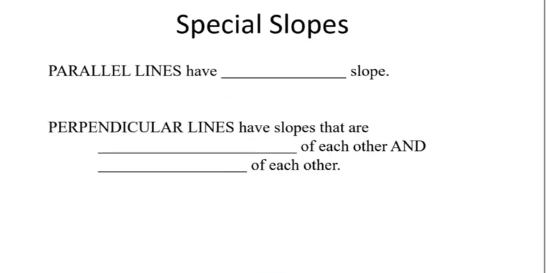Okay, so we just kind of said this. We're going to kind of put it together. Parallel lines have the same slope, and perpendicular lines have slopes that are opposite of each other and reciprocal of each other.